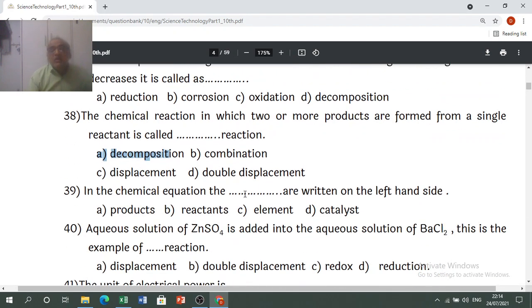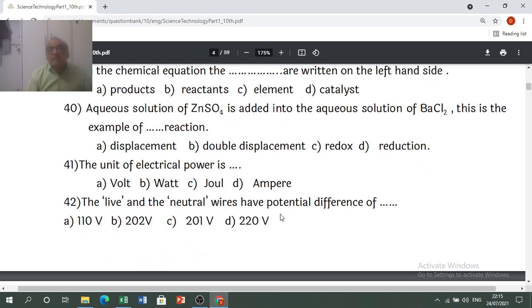In a chemical equation, the reactants are written on the left side and the products are written on the right side. Aqueous solution of zinc sulfate is added to aqueous solution of barium chloride, so zinc chloride is formed. Zinc chloride and barium sulfate, that is a double displacement reaction. Therefore, option is B. The unit of electric power is watt.